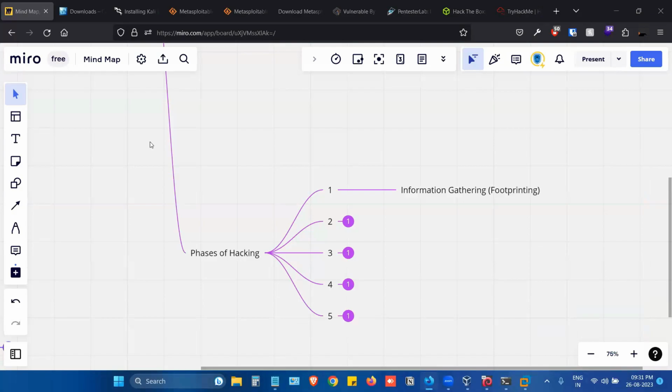So the question here is, why are we performing information gathering? The answer is, the more we know about our target, the better we can craft the attack as an attacker to bypass the security checks. So we gather all publicly available information about our target in the first phase, that is, information gathering. So what are the things that we can achieve from the target?